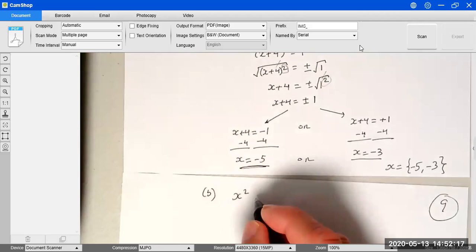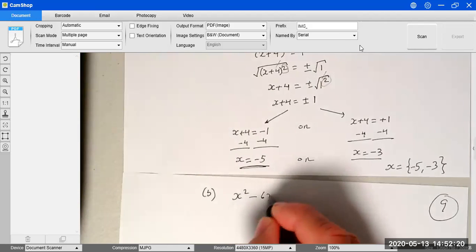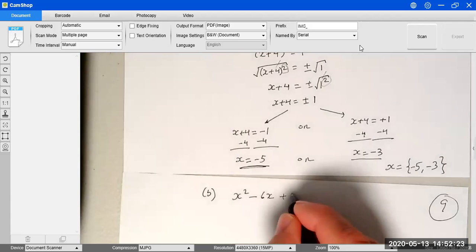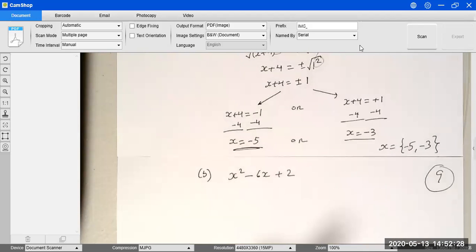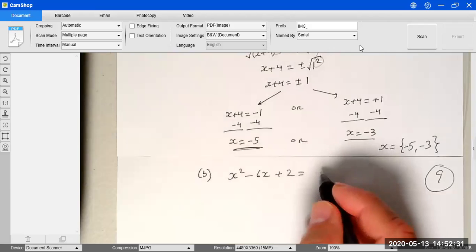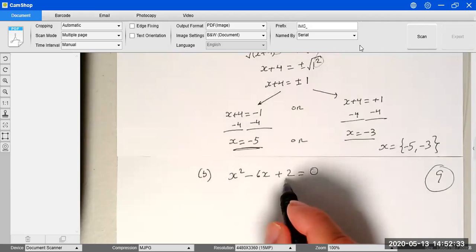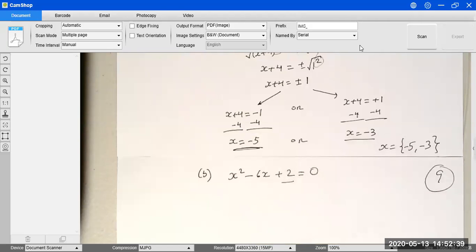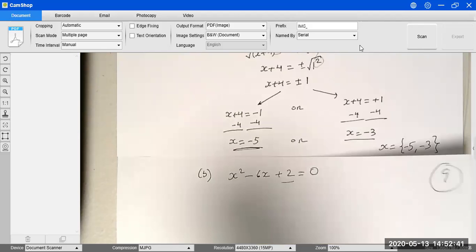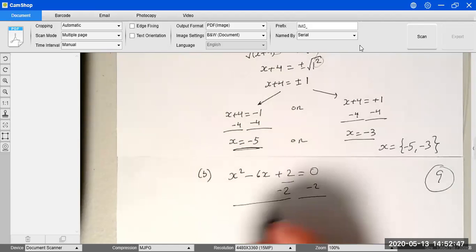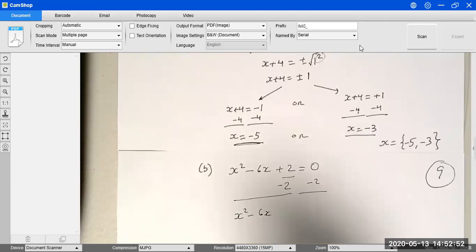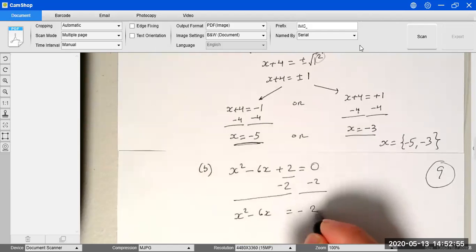So the second part is a quadratic equation, x squared minus 6x plus 2, and this is equal to 0. We're gonna move this term to the other side to make room to complete the square. So let's do that. I'm going to subtract 2 from both sides. In that way, I get just a binomial on the left-hand side, the binomial that we have been using to complete the square. And this is going to be equal to negative 2.